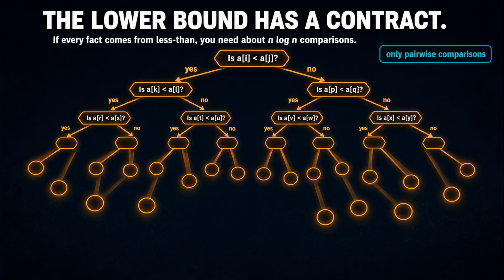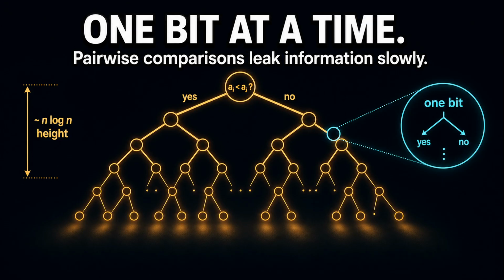So the comparison lower bound is really a decision tree argument. Think of every comparison as a fork. Is A less than B? If yes, go left. If no, go right. At the end, the algorithm has to land on one complete ordering. If there are n distinct items, there are n factorial possible orders, and the tree needs enough leaves to represent all of them. And a binary tree with that many leaves has height about n log n. That is the lower bound. Not because sorting is magically expensive, but because pairwise comparisons leak information one yes or no bit at a time.